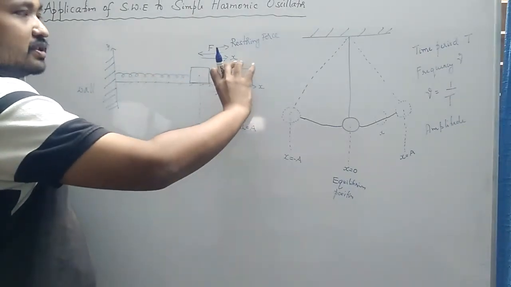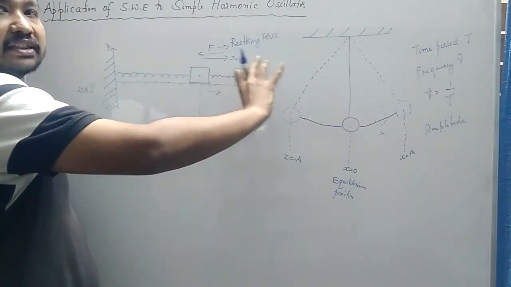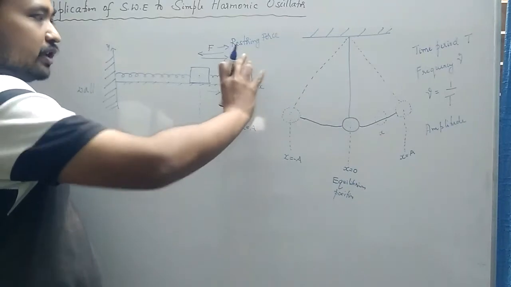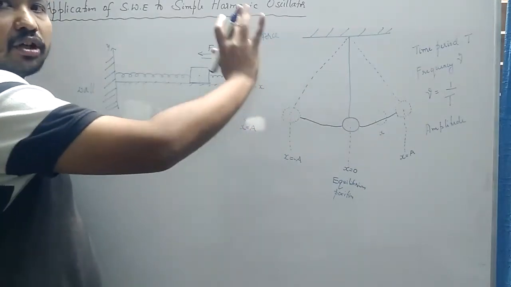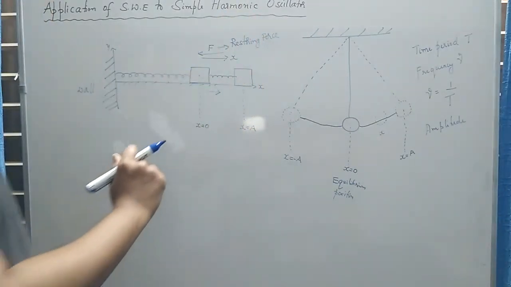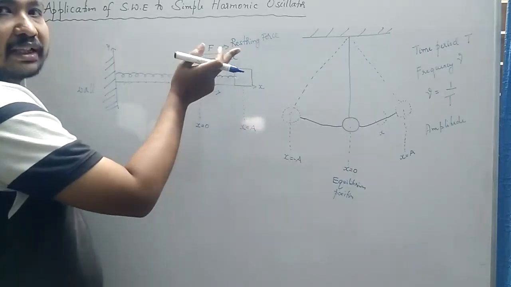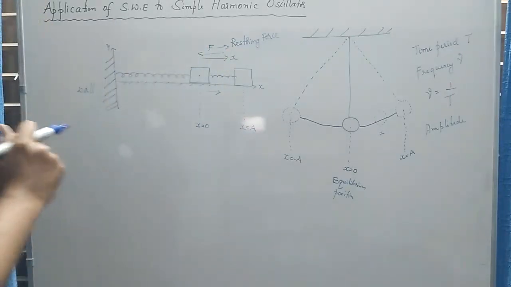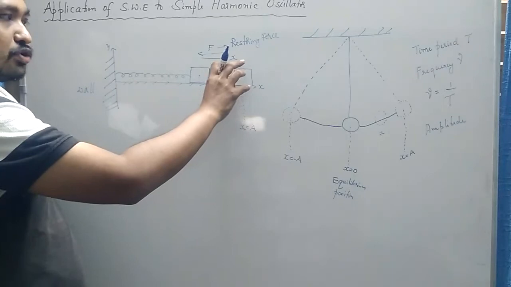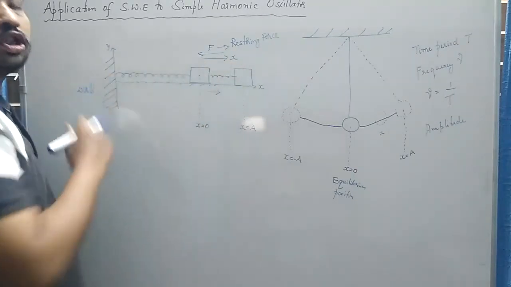So I have displaced the object as much as possible. This is the limiting point. Now I will leave the object, and when I leave it, as I already told you, there is a maximum force acting in the opposite direction, and this force tries to bring back the object to the equilibrium position.